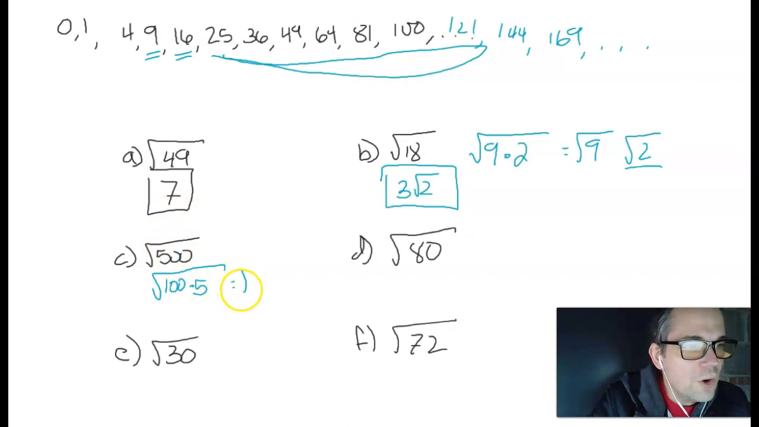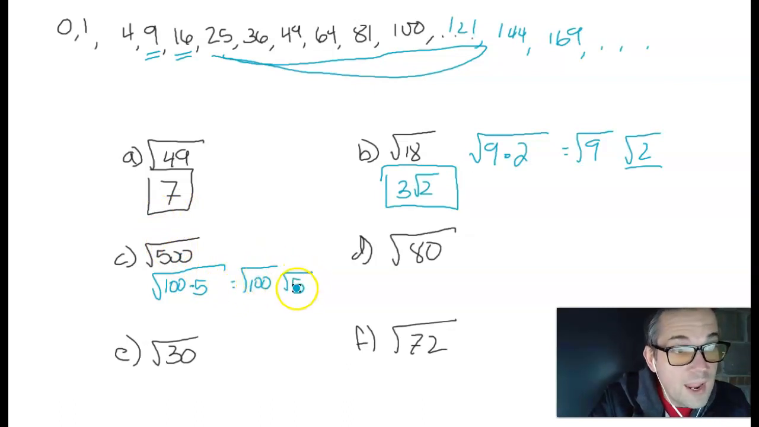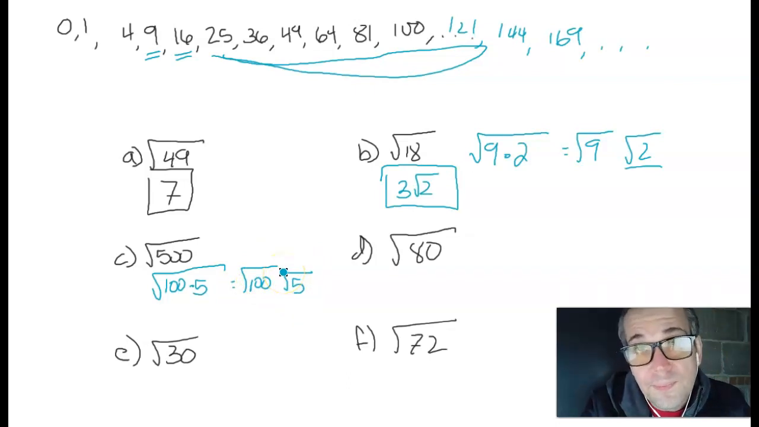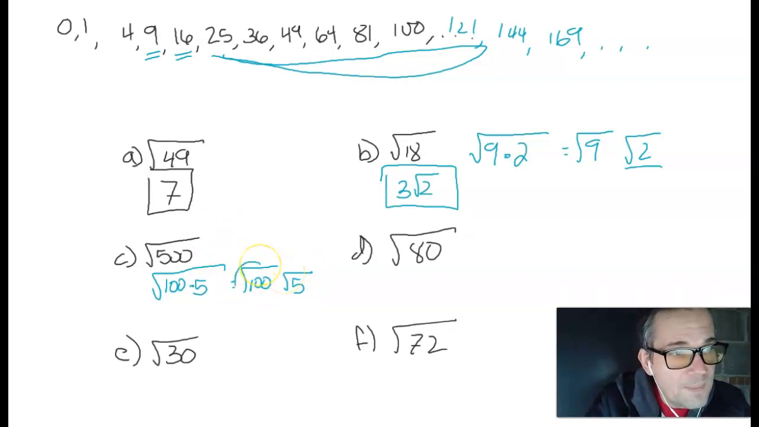You don't need to show the step where you break it apart, but you can. I recommend that you do. And then we're going to square root this part of things. This is saying what number multiplies by itself to make 100, and we know that the answer is 10. So 10 radical 5 is going to be a simplified version of the square root of 500.